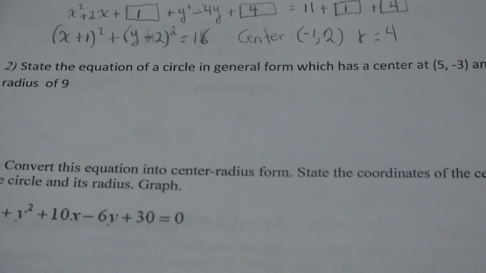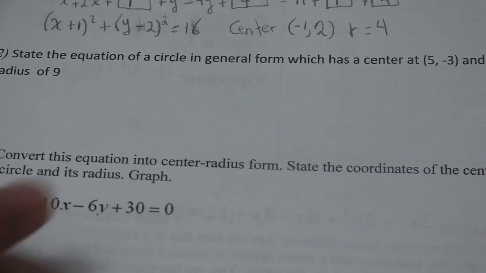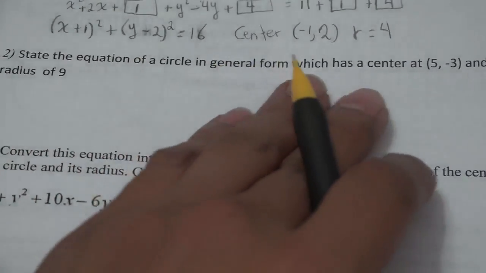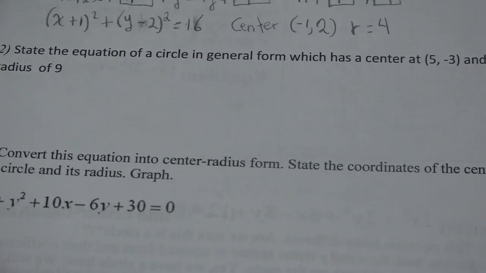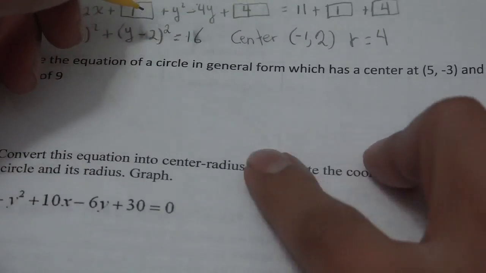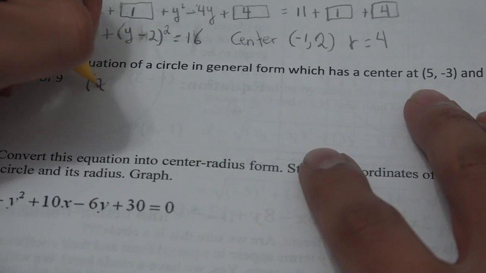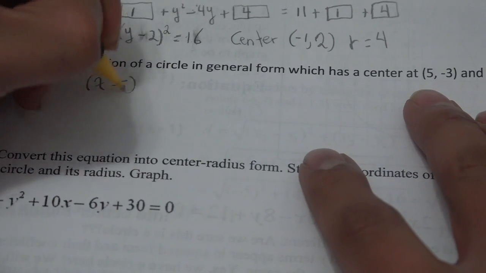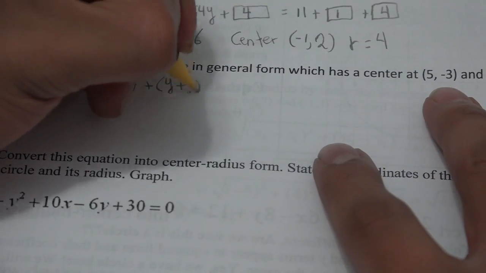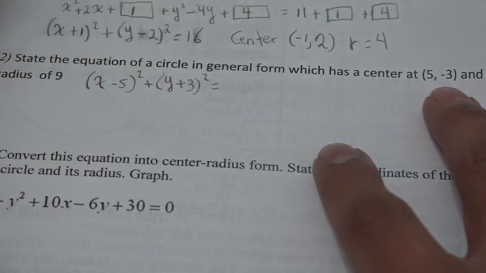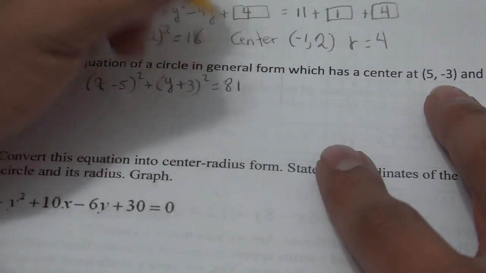Okay. So now state the equation of a circle in general form, which has a center of 5, -3 and a radius of 9. Okay. So first, let me write the equation. The center is 5, -3, so the equation should be x minus 5 squared plus y plus 3, the opposite, squared, equals the radius squared. The radius is 9, so here it should be 81.